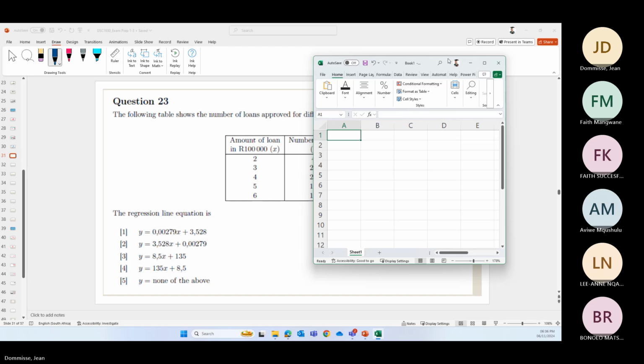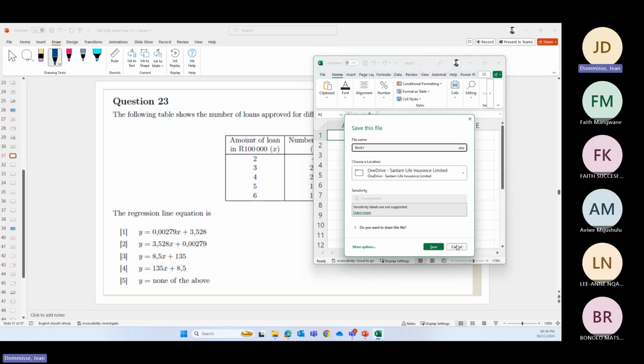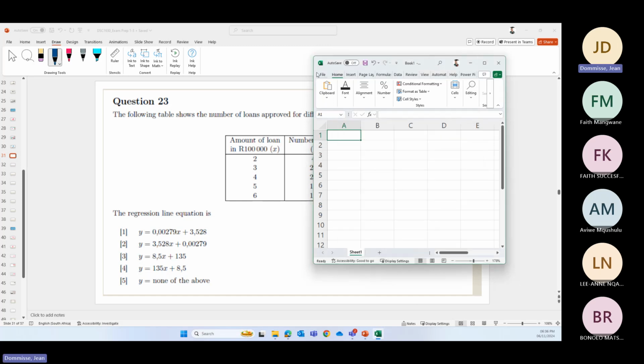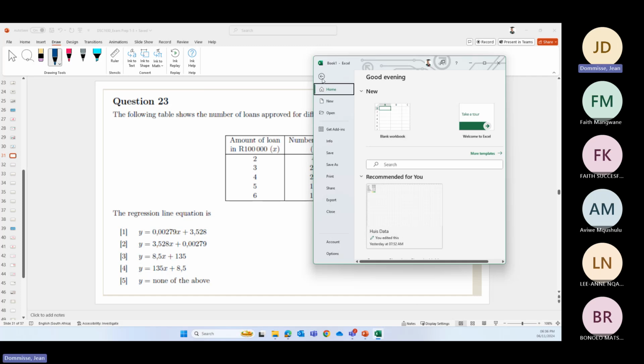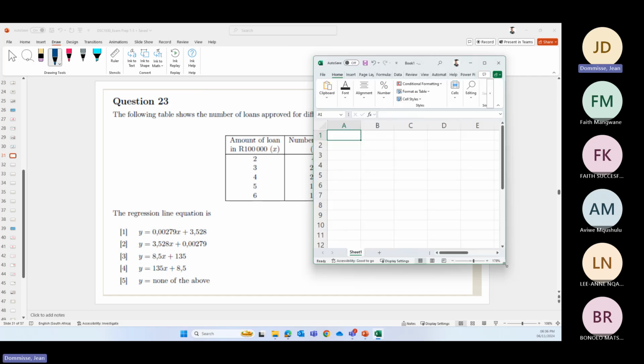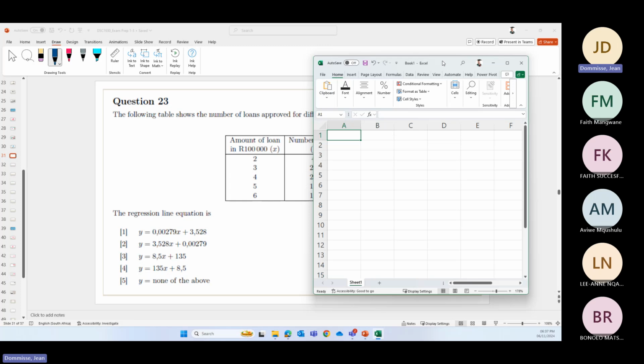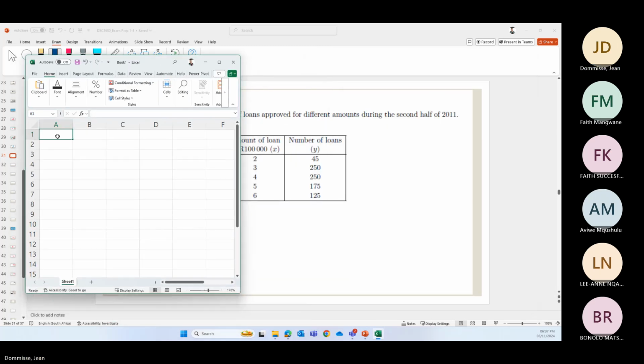Okay, so I quickly want to show you how we're going to do it in Excel. So we've got the X values and we've got the Y values. So 2, 3, 4, 5, 6. Okay, that's strange, but that's fine. 45, 250, 250, 175, 125.